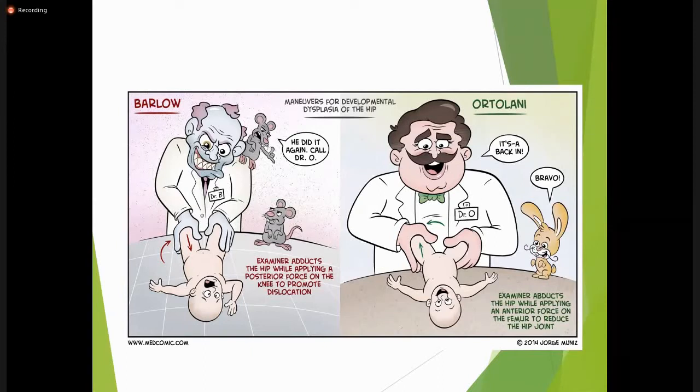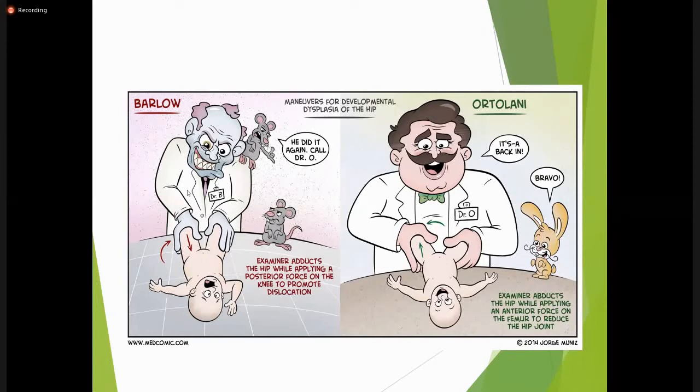Now in abduction, what happens? We are applying pressure at the femoral head, and we are actually relocating the dislocated hip joint. So if it is a dislocated hip joint, when you do this maneuver, you are actually relocating the head of the femur back into the acetabulum, and again you will feel a click. The examiner abducts the hip while applying an anterior force on the femur to reduce the hip joint.